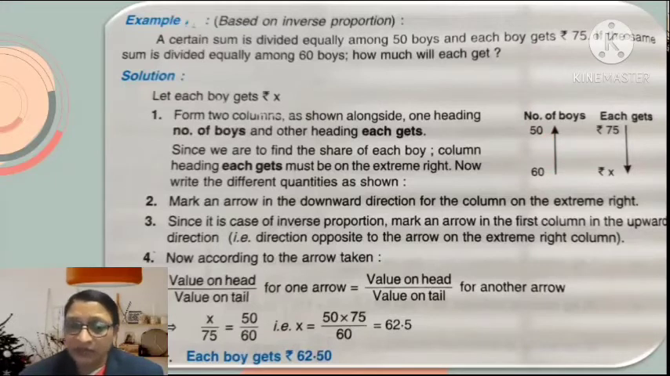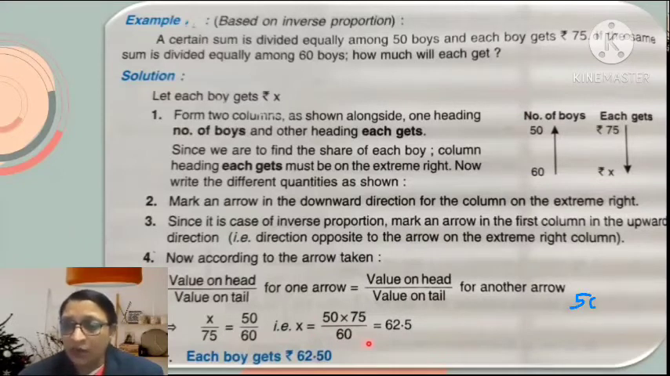And next, we will write the values from our formula. Value on head upon value on tail, that is X upon 75. Here X is toward the head and 75 is toward the tail. In a similar way, it is equal to value on head, that is 50, upon value on tail, that is 60. Now, for solving the equation, we have to transpose this 75 which is in the denominator. So here it will become X is equal to 50 multiplied by 75 upon 60.